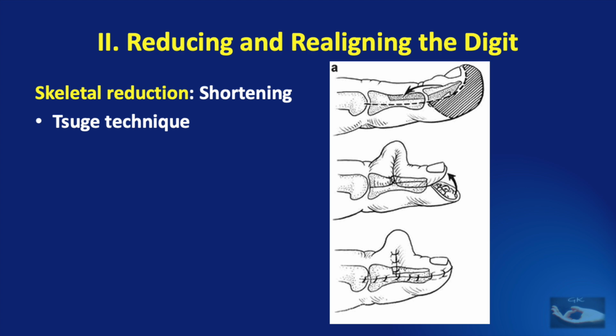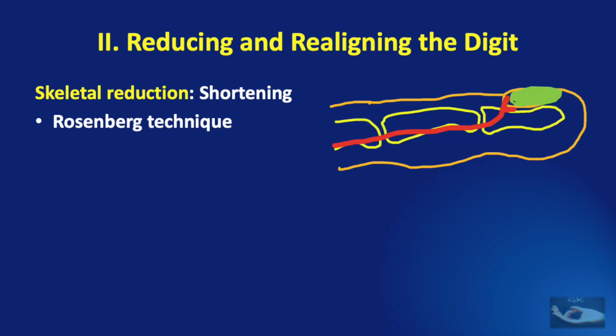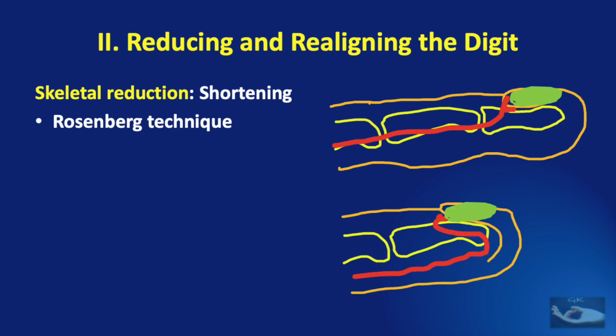By the Rosenberg technique, the nail is transposed further by raising the nail unit as an island flap on the digital neurovascular bundle. After excision of the distal phalanx and the pulp, the nail unit is repositioned on the dorsum of the middle phalanx as a pedicled flap.